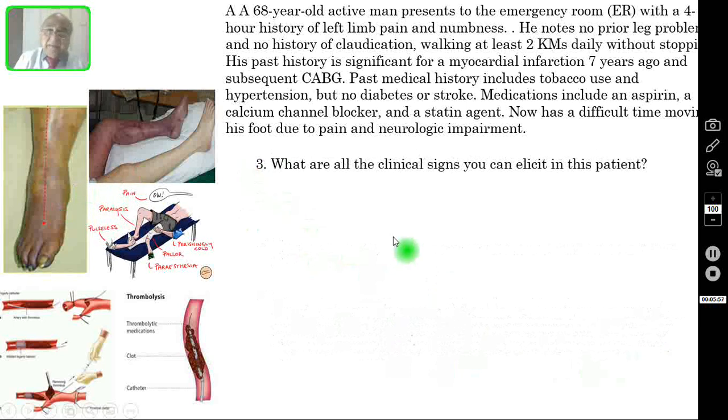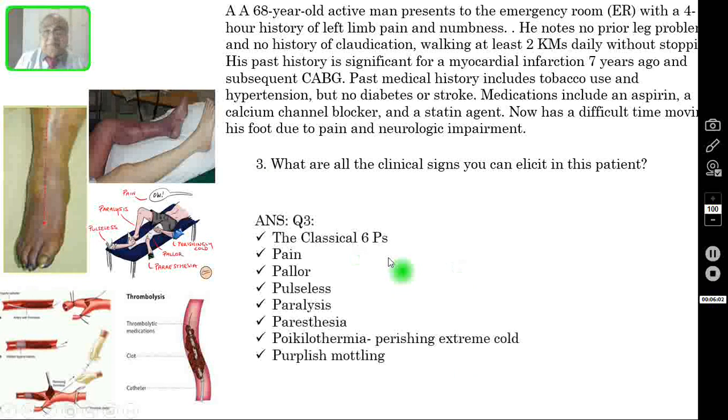Question number 3. What are all the clinical signs you can elicit in this patient? The correct answer is the classical 6 P's: pain, pallor, pulselessness, paralysis, paresthesia, and poikilothermia. Poikilothermia is perishing extreme of the cold.